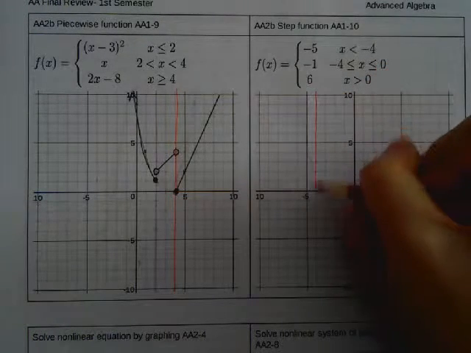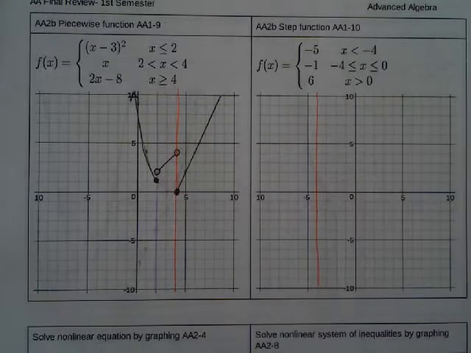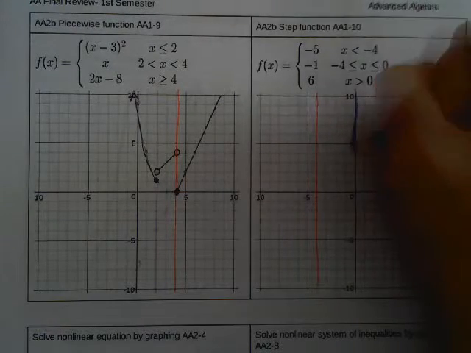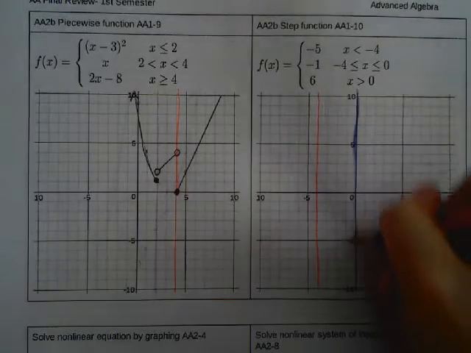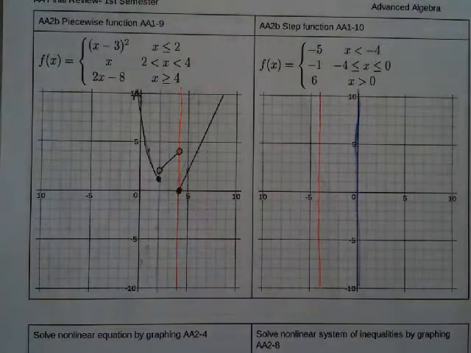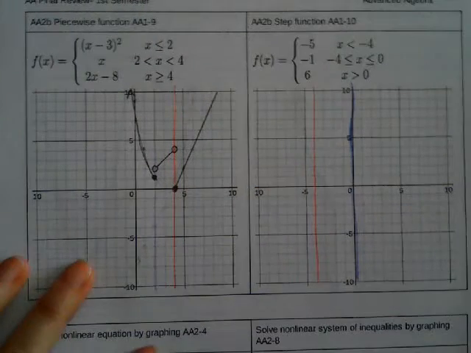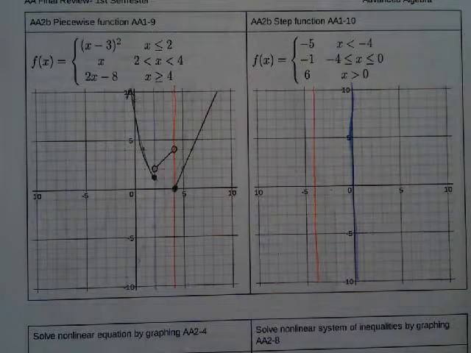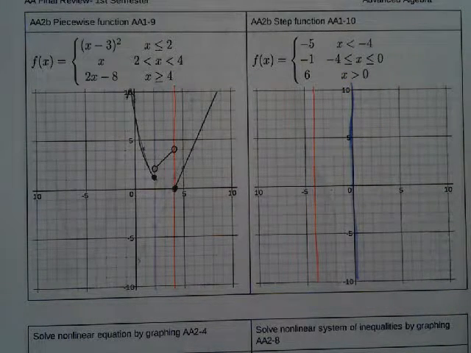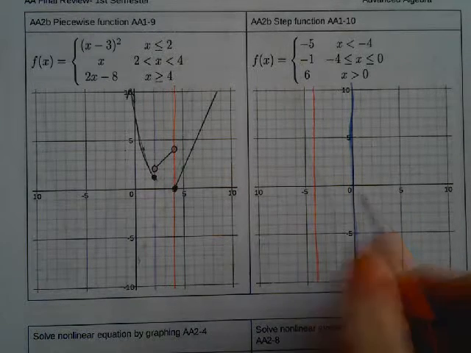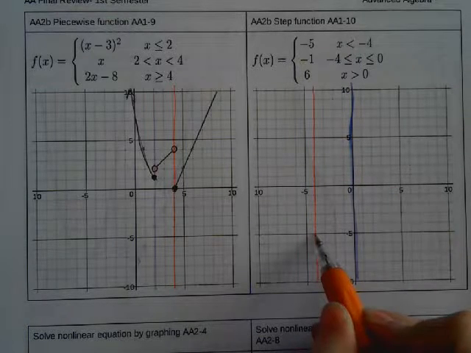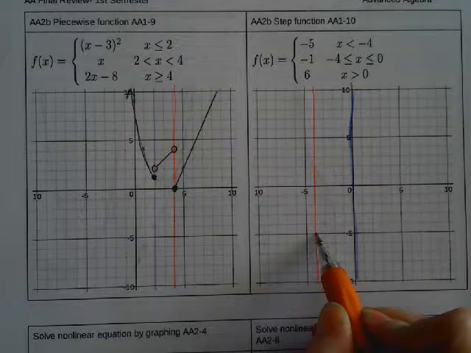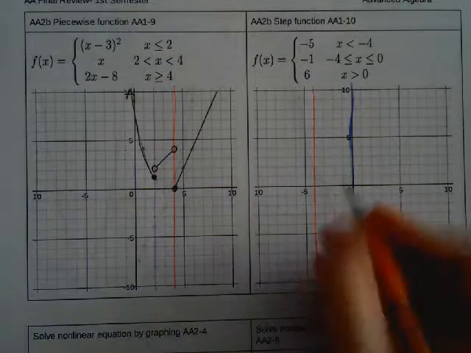All right, so my middle one here, y equals -1 from -4 up to 0. So I'm going to go to where y equals -1. And my line is going to be from here to here. What kind of dots am I going to have on the end? Closed, filled in. So this is the difference between a step function and a piecewise function. A step function is going to look like steps, flat lines. No overlapping as well, though.